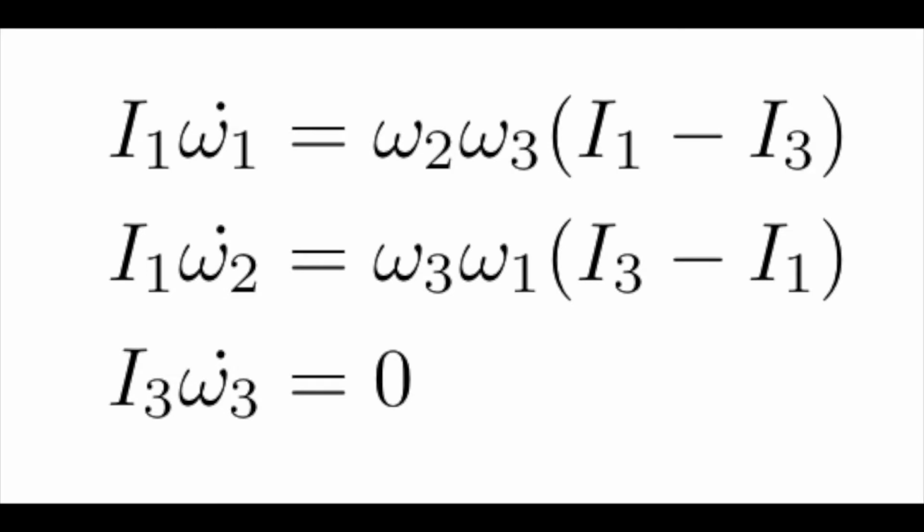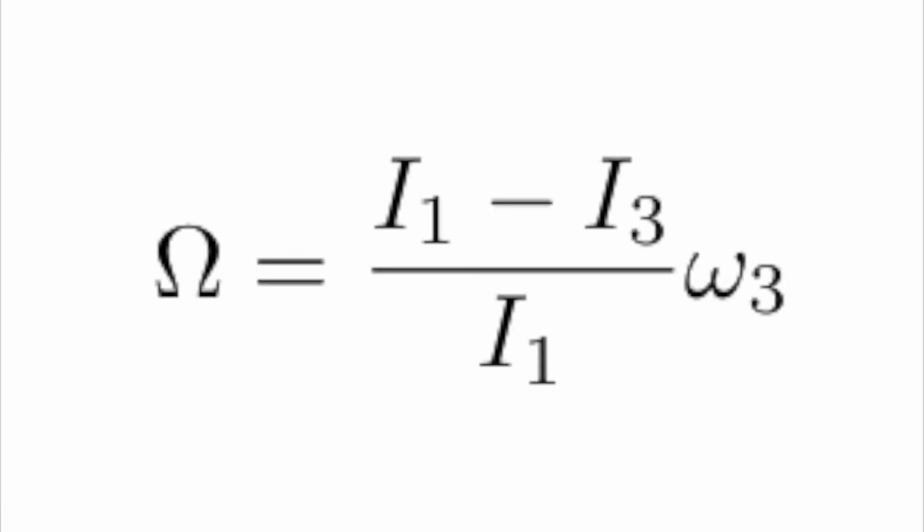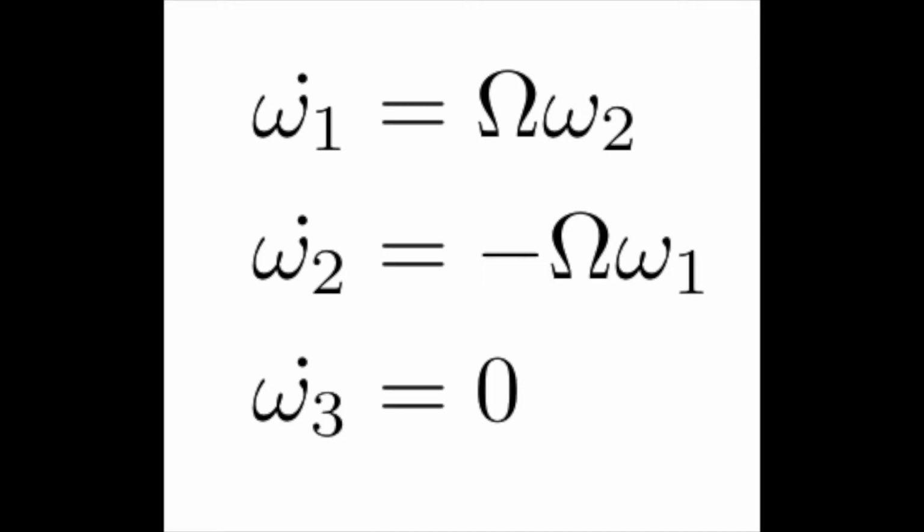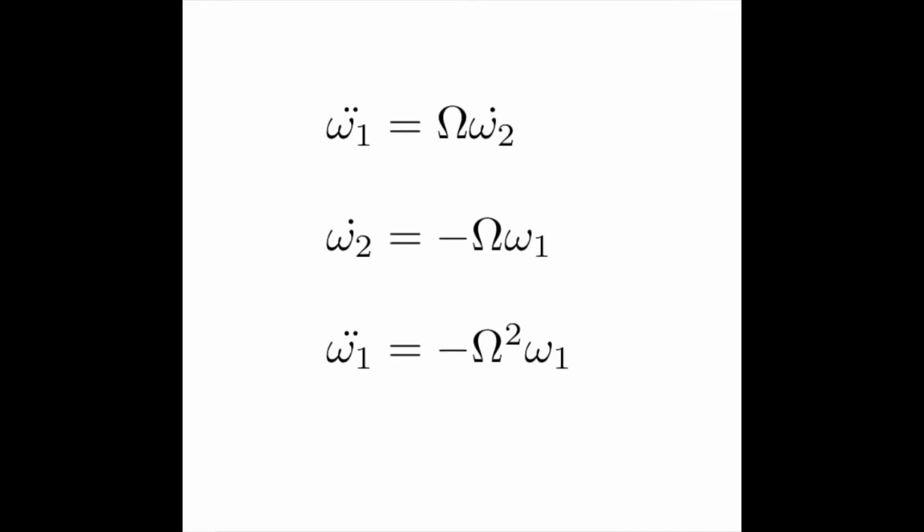Since I1 equals I2, Euler's equations can be simplified to this form. Defining a new quantity, big omega, Euler's equations can now be rewritten in this form. An interesting thing to note is that one can take the derivative of omega 1 dot, yielding the above expression. Using the fact that omega 2 dot is equal to negative big omega times omega 1, you could make a substitution for omega 2 dot in the first equation and arrive at the third equation, which should look like simple harmonic motion.